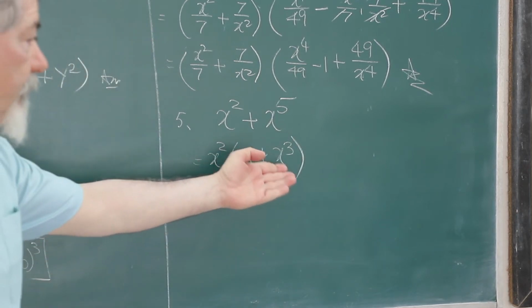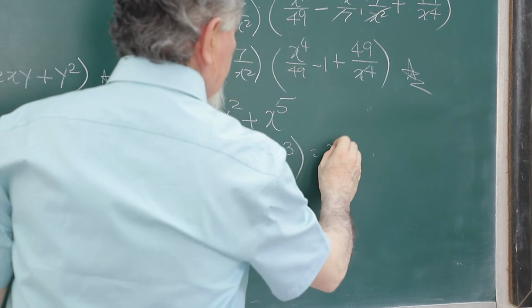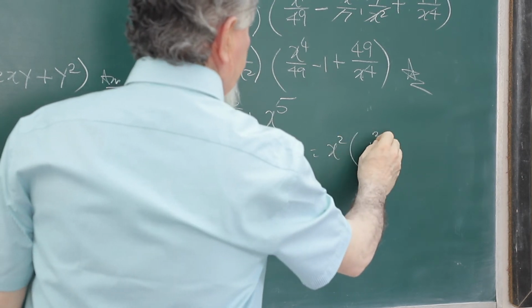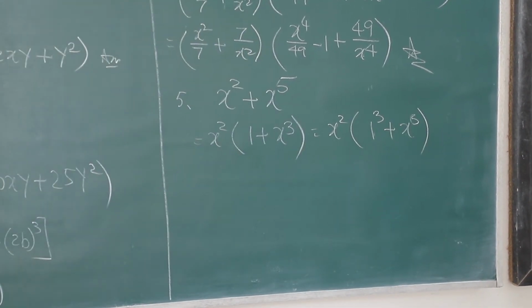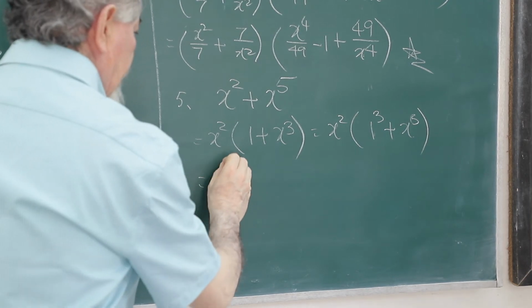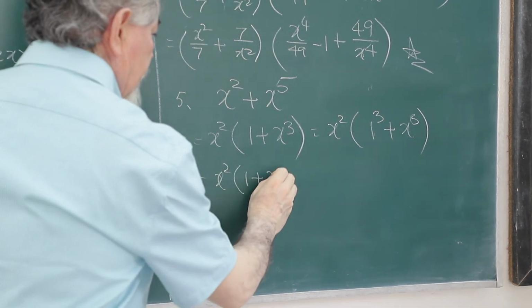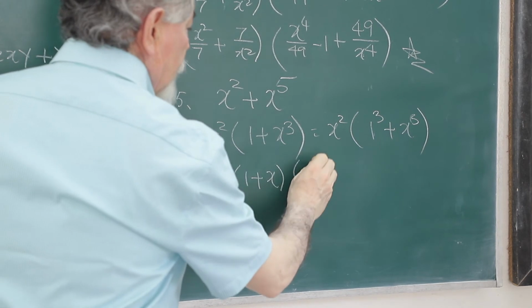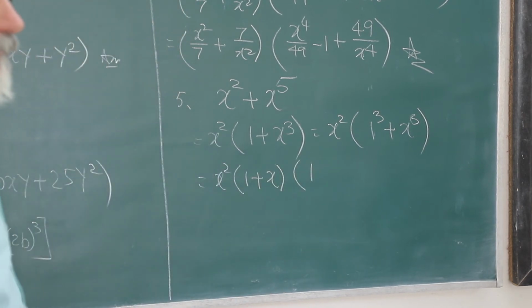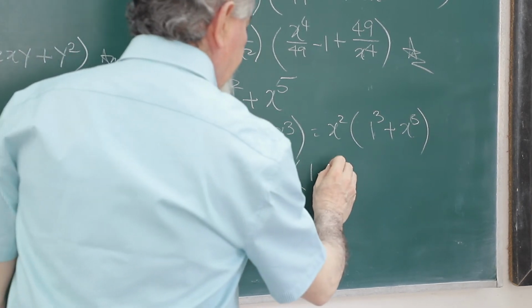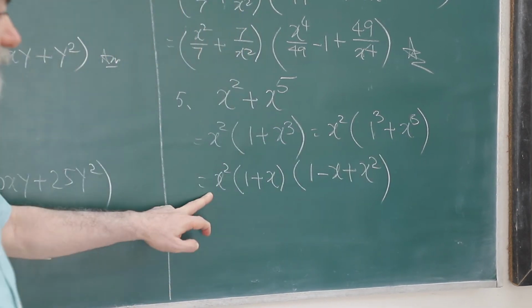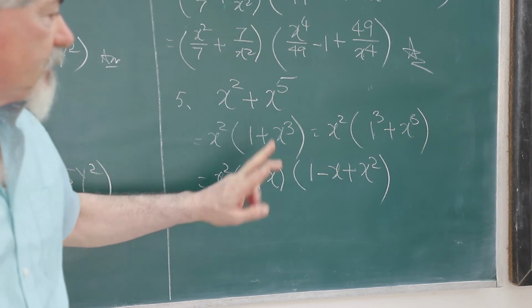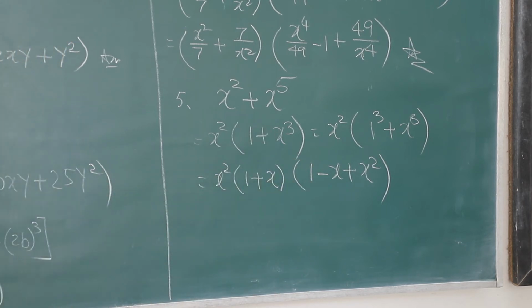And it is a perfect cube. Why? Because 1 also can be written as 1 cube plus x cube. So a cube plus b cube has factors a plus b. So a plus b, then a square, the square of 1 is 1, minus ab, which is x, plus x square. So these are the factors: x square, 1 plus x into 1 minus x plus x square.